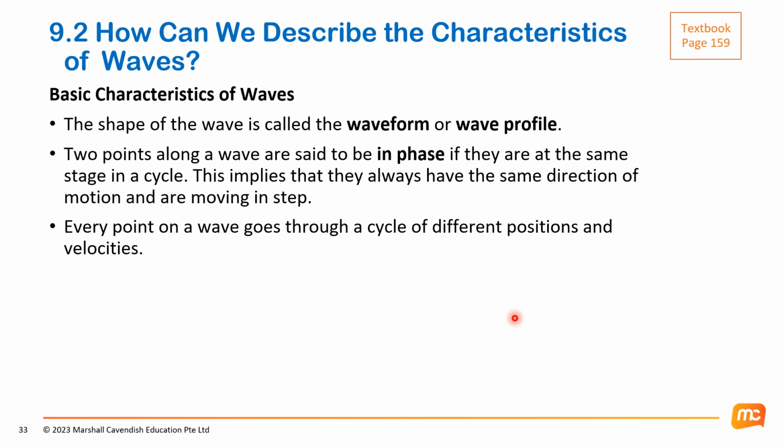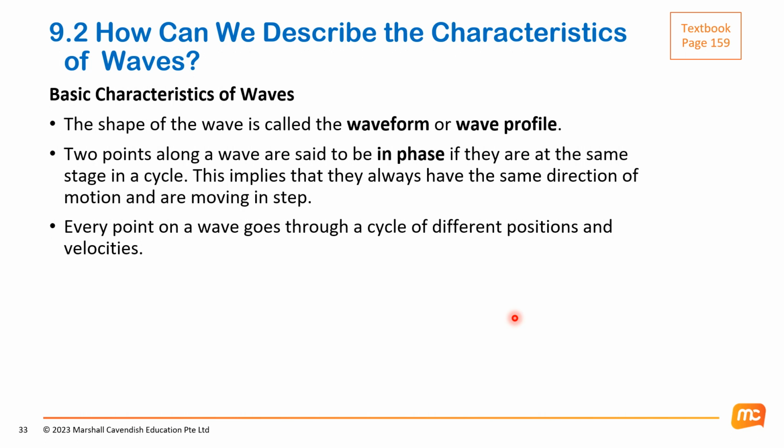So the shape of the wave is known as the waveform or the wave profile. And again, what we mentioned about the phase, two points on the wave are said to be in phase if they are at the same stage in that oscillation cycle. So they're always moving in the same direction, always in step. And every point on the wave goes through a cycle of different positions and different velocities during the course of the oscillation.